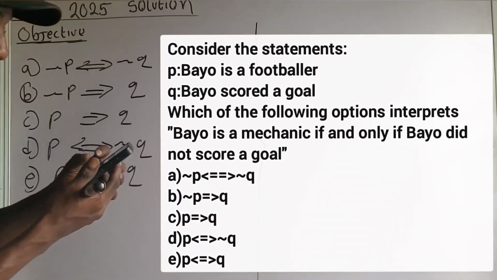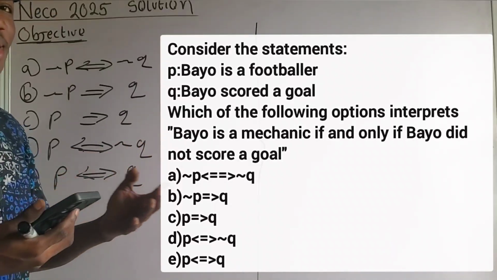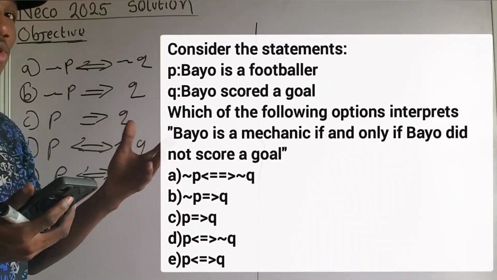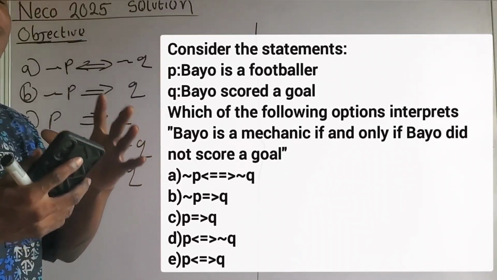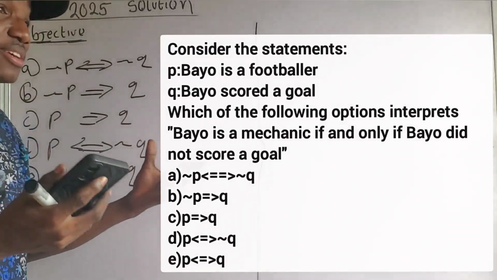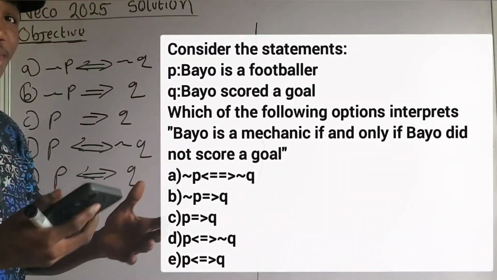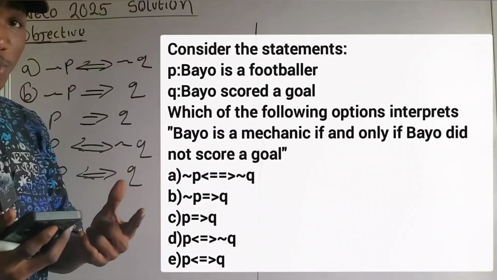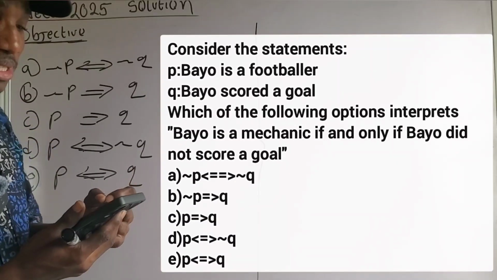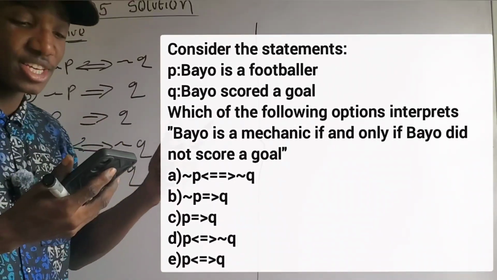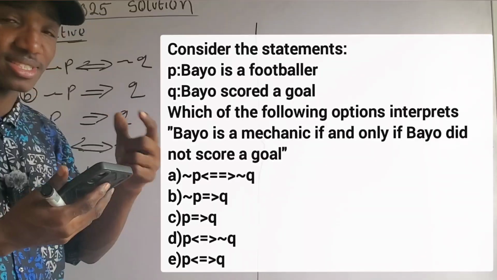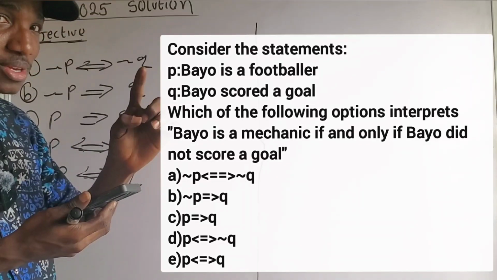So now, let's look at that statement. Bayo is a footballer. The negation of Bayo is a footballer is what? Bayo is not a footballer. Bayo can be any other thing. It can be a mechanic, it can be a teacher, but he is not a footballer. So that means that Bayo is a mechanic is the negation of the previous statement. That is negation P.